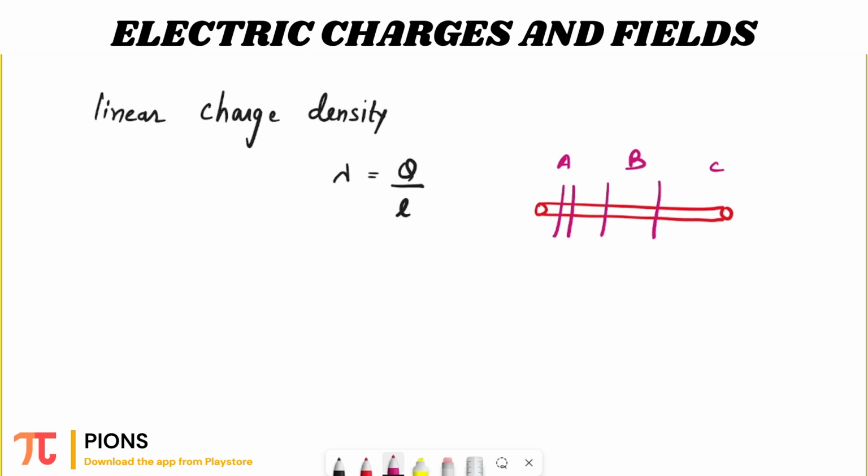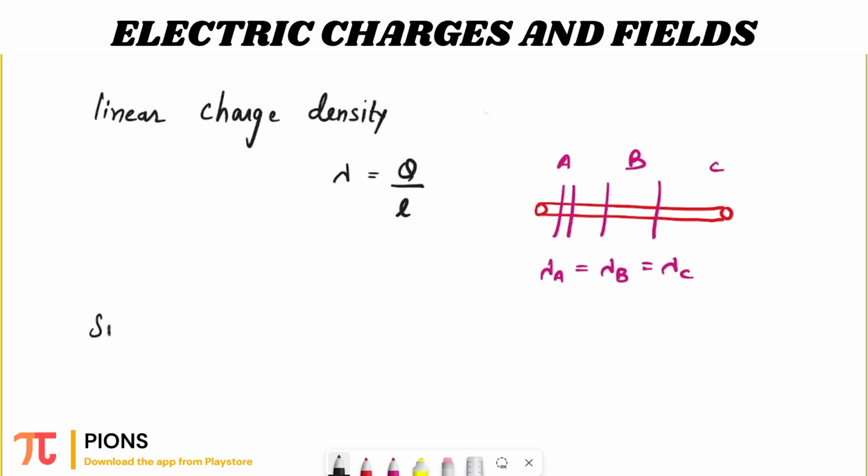The amount of charge present in A will be very less compared to B and C. Yes, sir. The length of the A part is very small compared to B and C, of course. But what is constant for this wire? Lambda. So lambda of A will be equal to lambda of B will be equal to lambda of C. That's an important property of linear charge density.